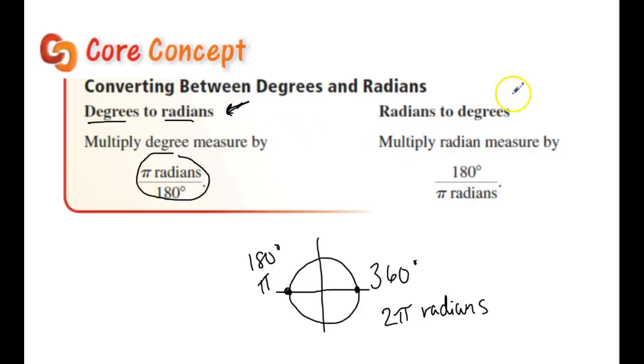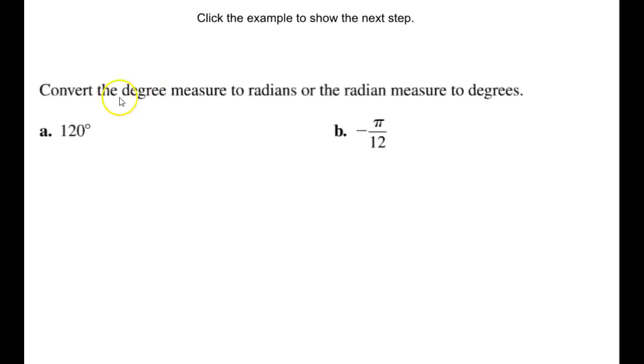So here you'll see I'm going to degrees, so my degrees have to be on the top in the numerator, and I'm still just using the same ratio: 180 degrees is pi radians. So now let's try one. Convert the degrees to radians or radians to degrees.